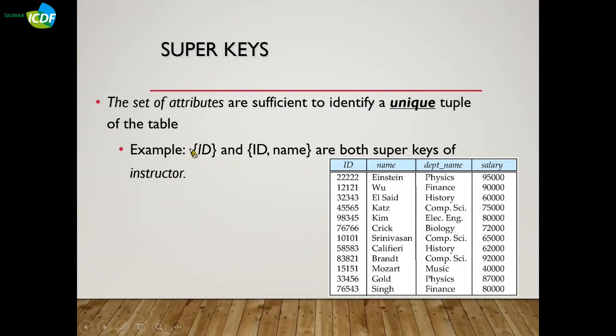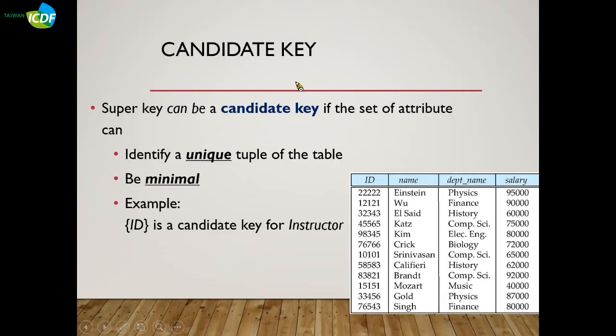Accordingly, in addition to ID and the combination of ID and name, there are more and more combinations of attributes which are not duplicates, so they can help identify a unique tuple and can be regarded as superkeys. And then I will introduce you to the candidate key.